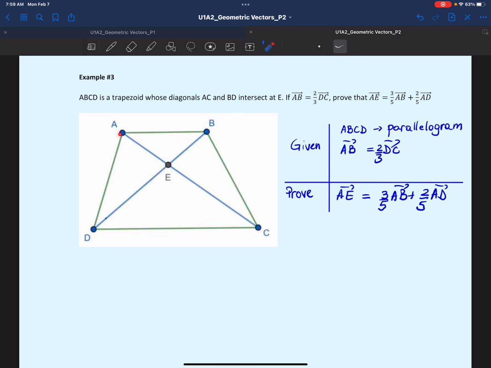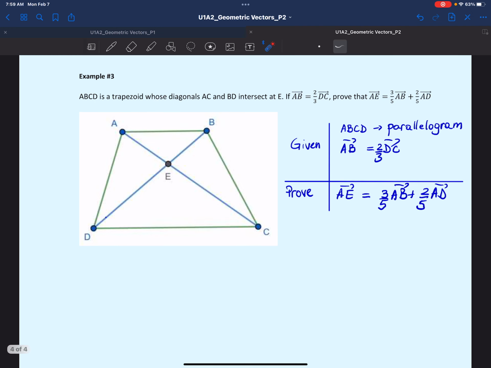So in this case, we're given the trapezoid ABCD and the diagonals AC and BD intersect at a point E as indicated. We're told that AB is 2/3 of DC. So let's take a look at where AB is. That's one of the bases, the smaller one, and DC is the larger base. And it seems that AB is 2/3 of DC.